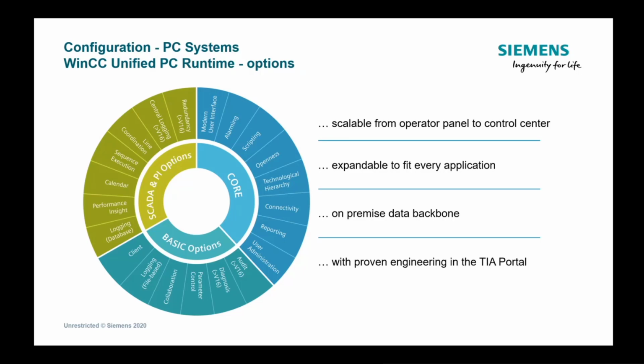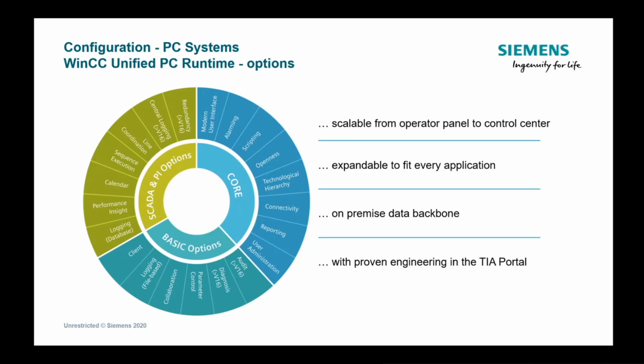We can make our visualization systems more application specific, industry specific or architecture specific by the addition of options. We can scale up by adding additional tags, additional clients, and we can add additional options depending on the requirements of the user for things like data analytics. So these are through the use of options. The options that we have, we split into three central areas: the core options, the basic options, the SCADA, and the plant intelligence options.